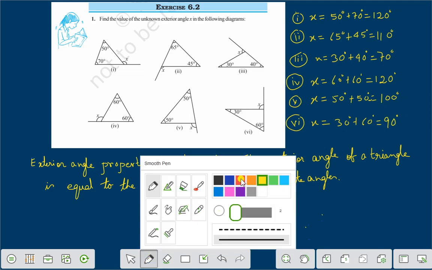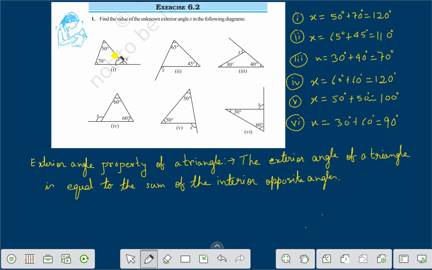Right? Now here you see that this is the exterior angle. Therefore, 50 plus 70, if this is the exterior angle and these are the interior opposite angles. Add it: 70 plus 50 is 120 degree. The value of x is 120 degree. Here also you see that x is the exterior angle and 65 and 45 are the interior opposite angles, right? Therefore, we add 65 plus 45, we get the value of x as 110 degree.